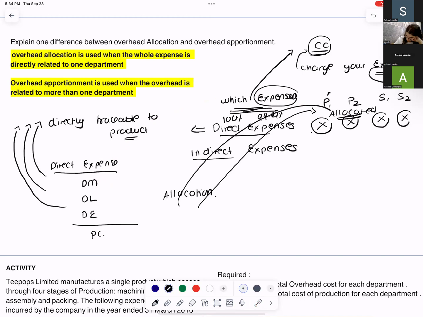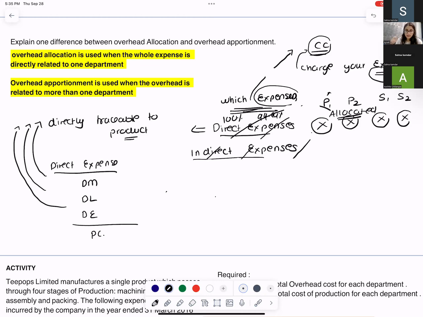Now let's talk about indirect expenses. What is indirect expenses? Where is the allocation of the direct expenses? For direct expenses, there will always be allocation. When we come to a sum, you will have proper clarity. Okay. What is indirect expenses?